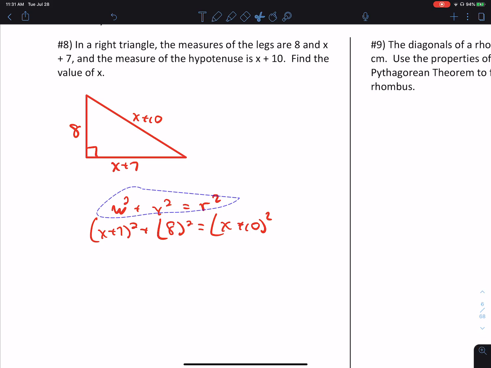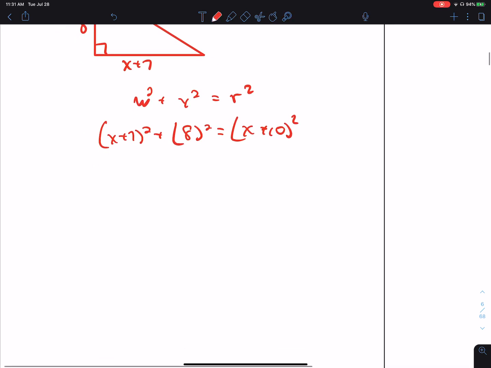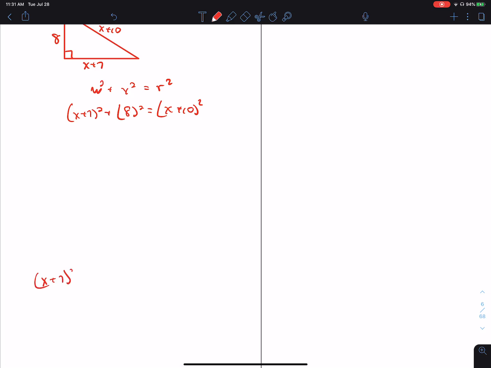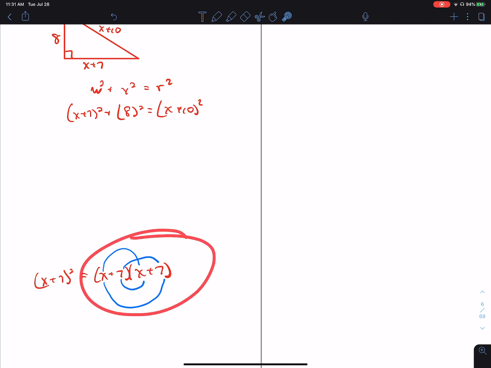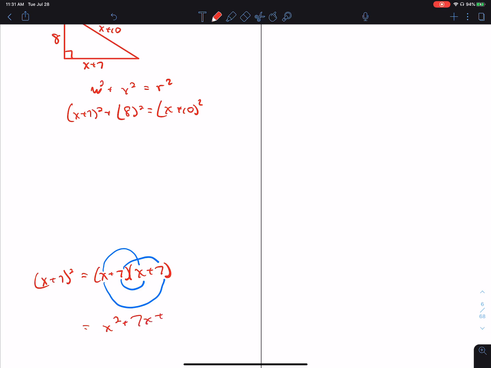Now you got to be careful here, folks. If you let your guard down, you're going to say that x plus 7 squared is x squared plus 49. And that is awkward if you do that. X plus 7 squared means, write this off to the side, it means that we're multiplying x plus 7 times x plus 7, which in turn means we have to distribute the x, and we have to distribute the 7. This is going to give us 4 terms, and the middle 2 terms are going to be like terms. We can combine them. This is going to be x squared plus 7x plus 7x plus 49, which is x squared plus 14x plus 49.